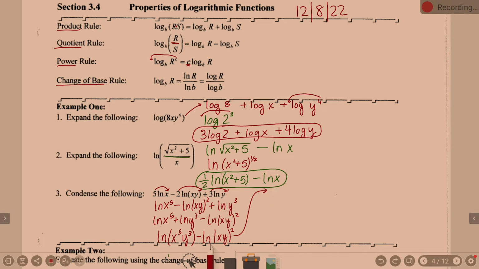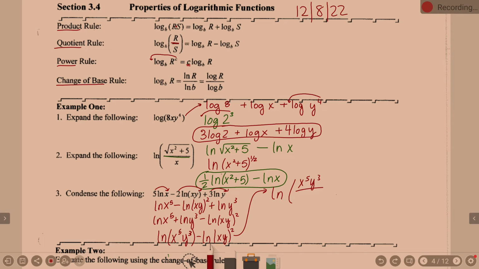Okay, so I took the 2 logs being added, rewrote them as 1 log where the insides are multiplied. I still just carried down the natural log of xy quantity squared. Now that puts me in the position where I have 2 logs being subtracted, so I can rewrite that as 1 log where the insides are divided. So natural log of x to the 5th, y to the 3rd, divided by, what do you know about xy quantity squared?